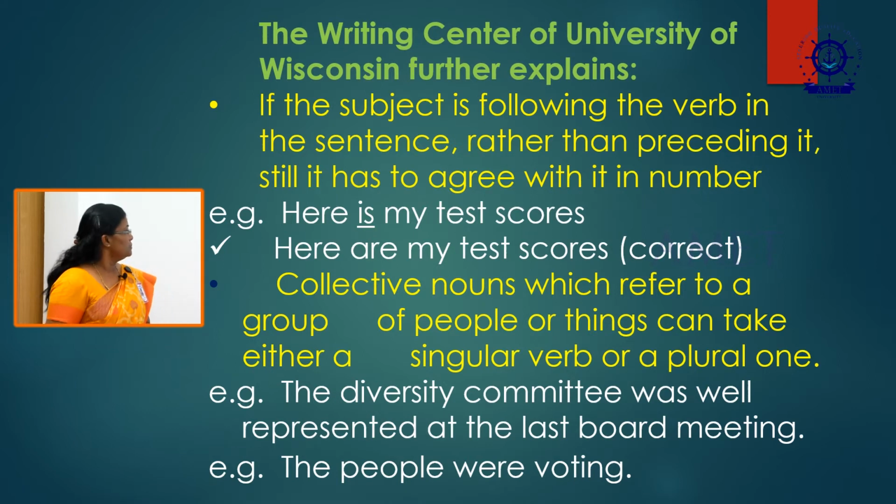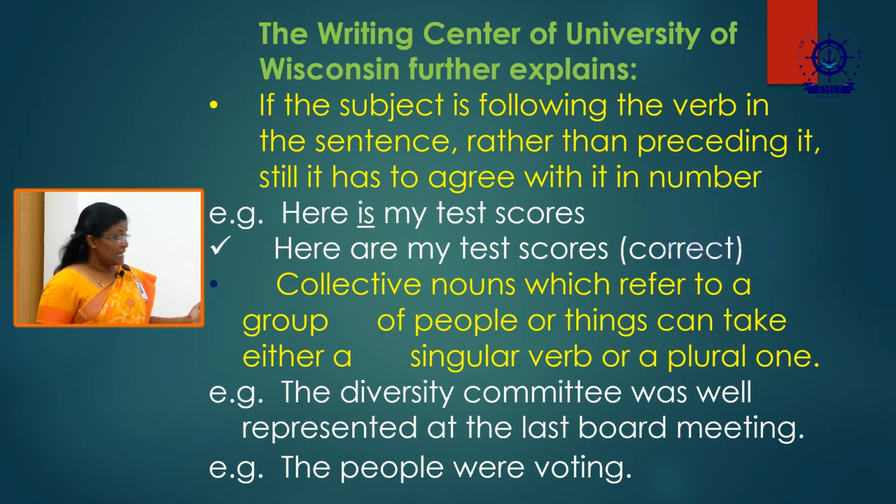Okay. For example, the diversity committee was well represented at the last board meeting. The diversity committee, a single unit, takes the singular verb was. The sense can be two meanings. One, the diversity committee was well represented in the board meeting, or the work done by the diversity committee was well represented in the board meeting. In both cases, it is considered singular, so it takes a singular verb was. The diversity committee was well represented at the last board meeting.